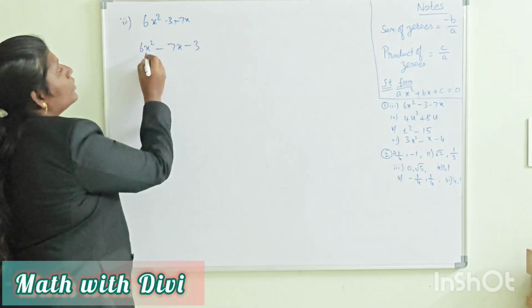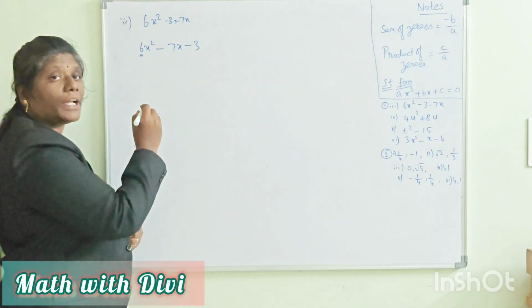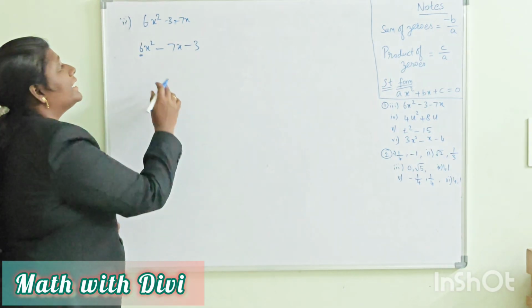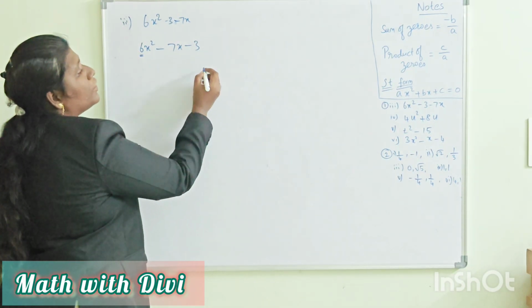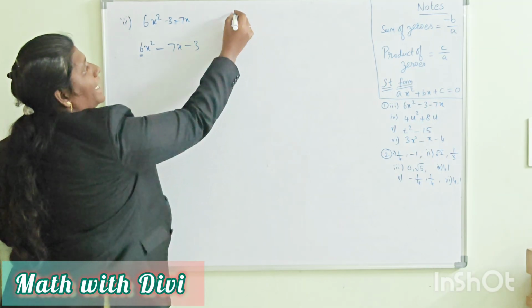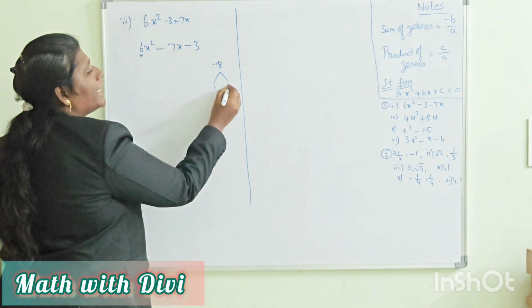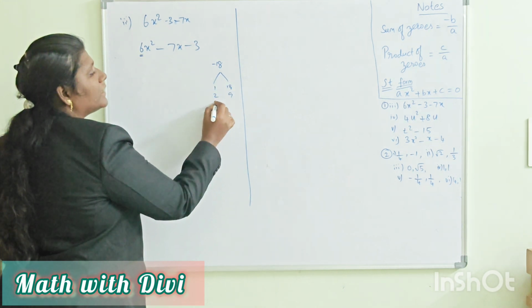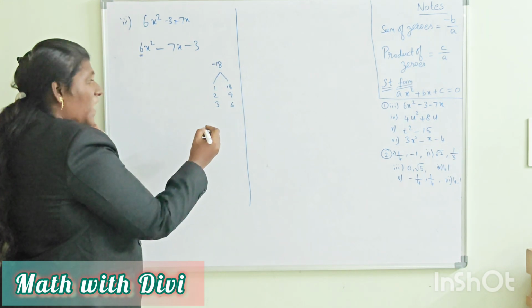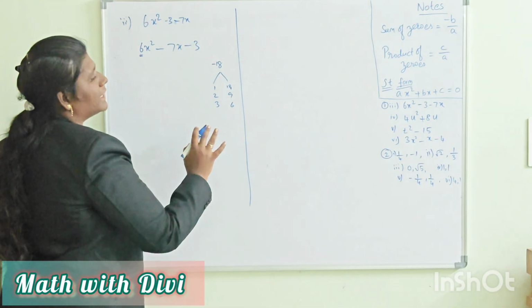Okay, now I said already, if there is a coefficient of x square, we have to multiply that with the constant. So minus 3 into 6 is minus 18. So minus 18, if we write the factors, what are the factors? 1 18s are, 2 9s are, 3 6s are. Okay, next 4 table, no, 5 6, that's it.